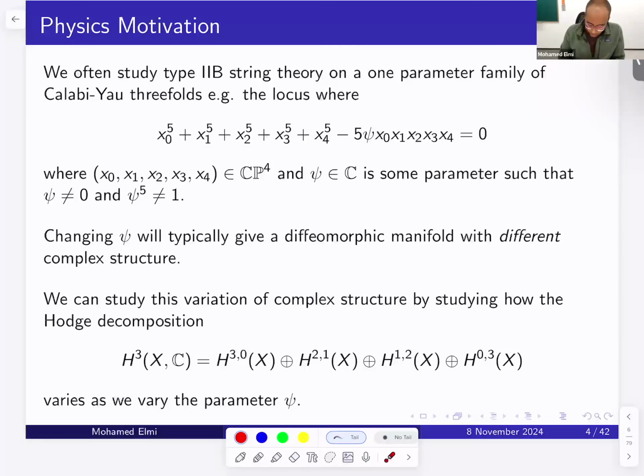And so you can take some reference cohomology class here and decompose it into its various parts, and then you can vary the complex structure and see how this decomposition changes. So the precise decomposition of a given reference cohomology class will depend on your choice of complex structure. It will depend on this parameter.